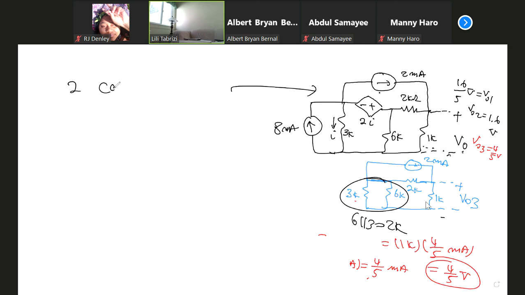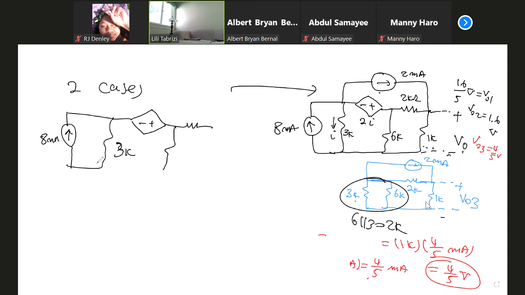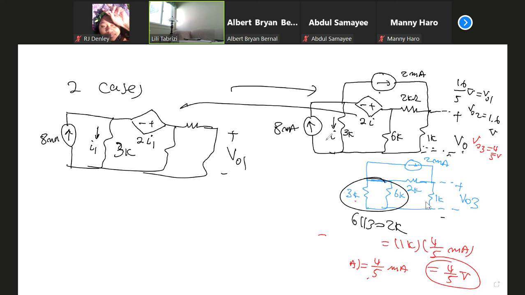You only have 2 cases here. Case 1, you keep the 8 milliamp, 3 kilo. You have to keep the dependent source. You cannot kill the dependent source. And you remove the other current source, so this is plus or minus V01. No change here, except that you cannot kill the dependent source. You have to keep it. However, when you write the value of the dependent source, you have to put 2I1, and you have to call this one I1 because this is not the total I. It's I for case 1 only.